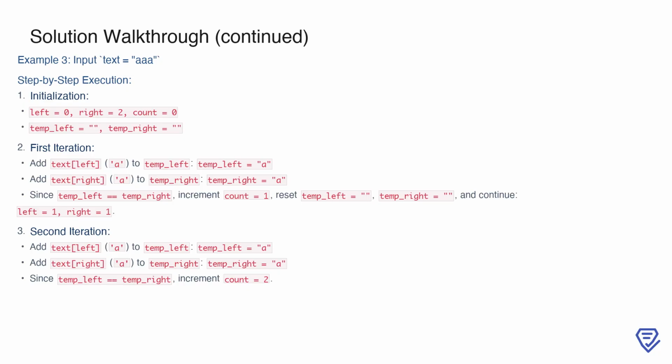Now, left and right both point to the middle character. In the second iteration, we repeat the same process, adding it to both temp_left and temp_right, and again finding a match. We increment count to 2 and prepare for the next step.